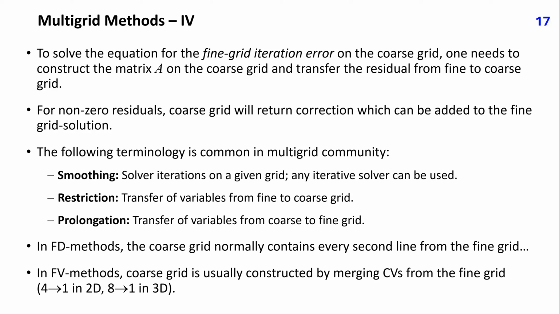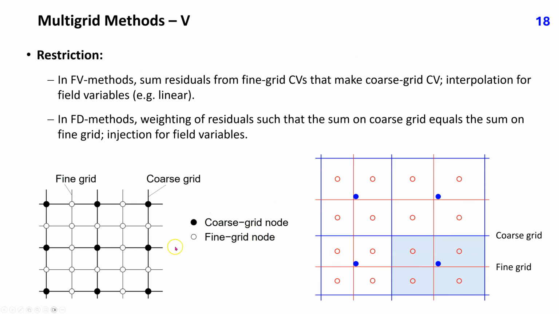In finite difference methods, the coarse grid normally contains every second line from the fine grid. In finite volume methods, coarse grid is usually constructed by merging control volumes from the fine grid, 4:1 in 2 dimensions, 8:1 in 3 dimensions. These two plots show common multigrid patterns in finite difference and finite volume methods. In principle, grids can be both non-uniform and non-orthogonal, as indicated by the finite volume cell shown here.